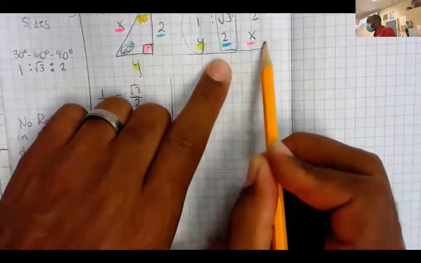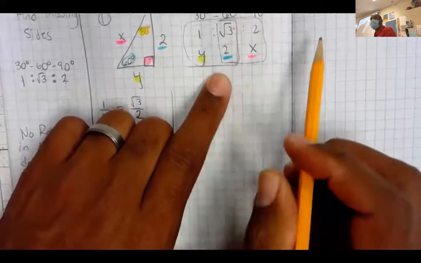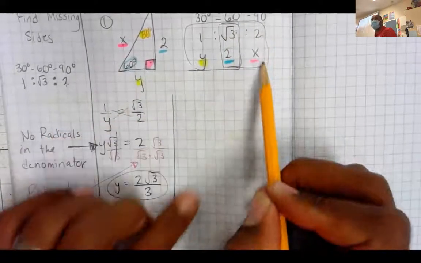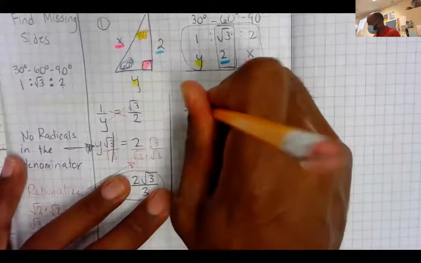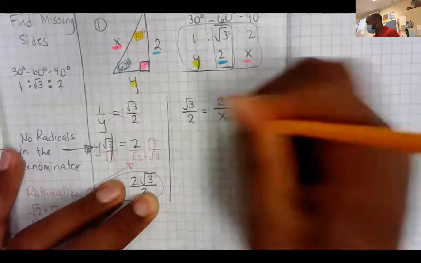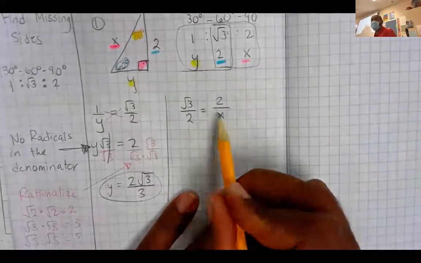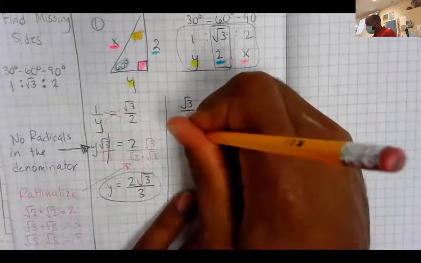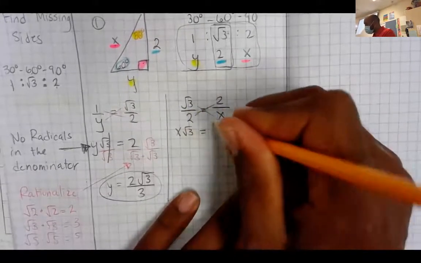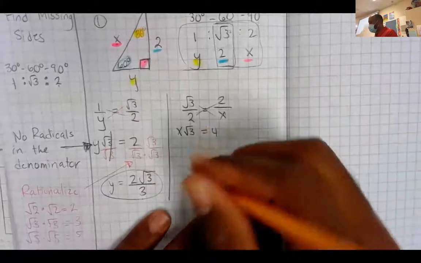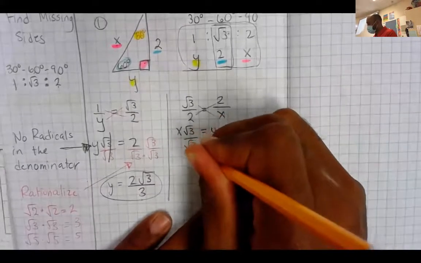Now what we're going to do is take these two pairs, rad 3 over 2 and 2 over x, and create an equation with that. So rad 3 over 2 equal to 2 over x. Kind of similar steps. Now x times radical 3 and 2 times 2, 4. And now the steps are pretty much the same after that.